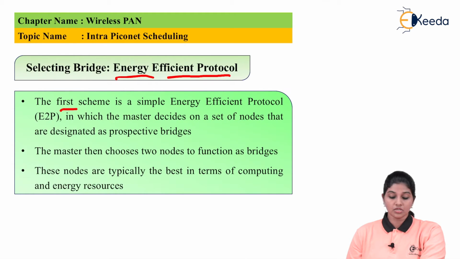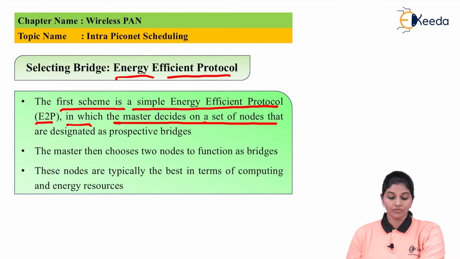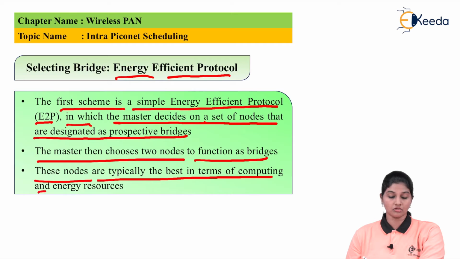The first scheme is a simple energy efficient protocol, that is E2P, in which the master decides on a set of nodes that are designated as prospective bridges. The master then chooses two nodes to function as a bridge. These nodes are typically the best in terms of computing and energy resources. So it is the responsibility of the master to select nodes which act as a bridge on the basis of the computing facility and the energy resources, so that the master selects only those bridges which are energy efficient, that means they consume less power.